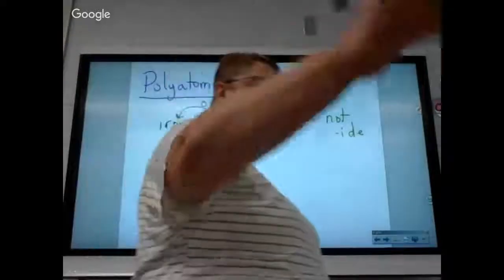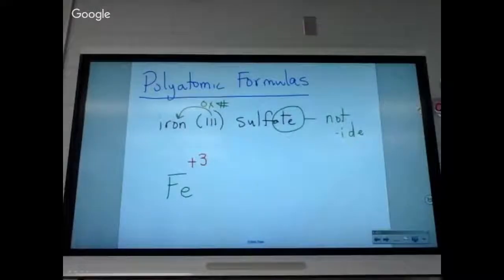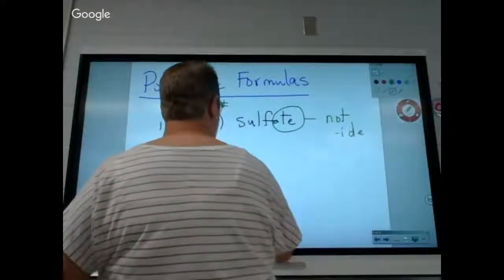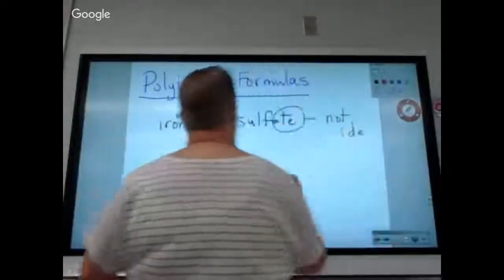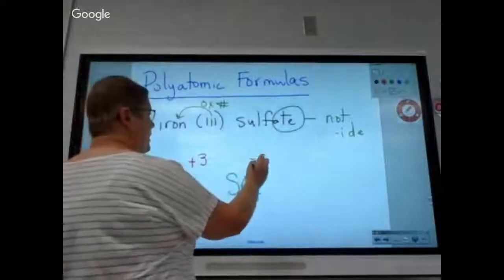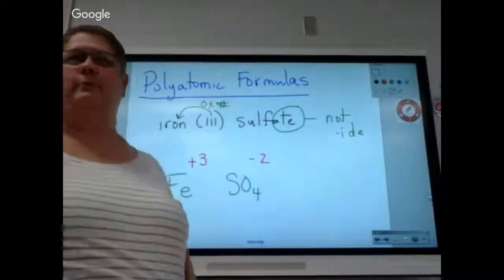Find your column that has the polyatomic ions. Remember, I told you, there's 2 columns right here. Everybody looking? Okay. So find sulfate. Sulfate is what? SO4, good. What's its oxidation number? See that thing at the top? -2. All right, here's your only new step.